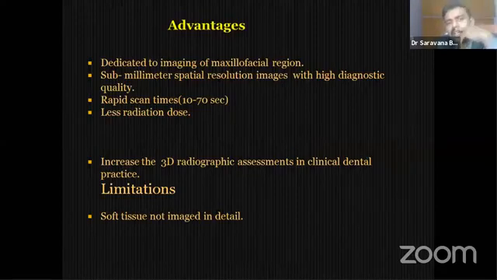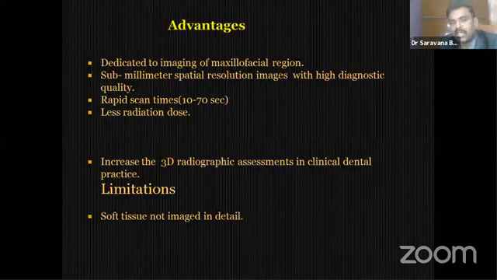This is the basics of CBCT, the last slide. We have discussed from the very basics, from the IOPA to the OPG, what is the need for tomography, what is computed tomography, and what is cone beam computed tomography. These are all the advantages. As I told you, this is dedicated to the maxillofacial region. We can go for very high resolution, sub-millimeter images, and rapid scan times, 10 to 20 seconds is more than enough, with less radiation dose.